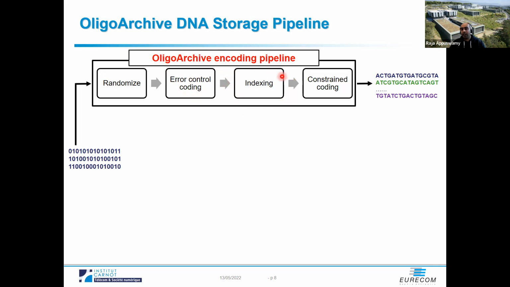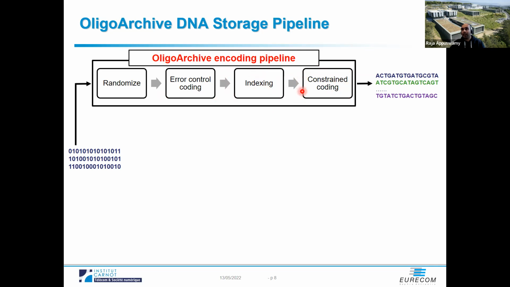Then we apply indexing. As I told you, we take a file, we break it up into millions of DNA strands. We have to add numbers to each strand to be able to recover and put back the strands in the correct order, right? So we add indexing information in the strand, and we protect this indexing information using the error control coding also. And finally, we use a constraint code.